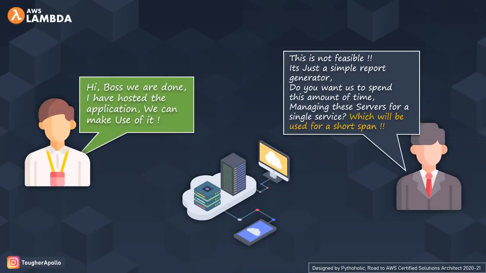Finally, you came up to your boss and you were happy to share this information. "Hi boss, we are done. I have hosted the application and we can make use of it." And you said you had deployed it with an EC2 instance with auto scaling. Your boss went ahead and rejected this, saying, "This is not feasible. It's just a simple report generator. Do you want us to spend this amount of time in future as well, managing these servers for a single service, which will be used in short spans?"